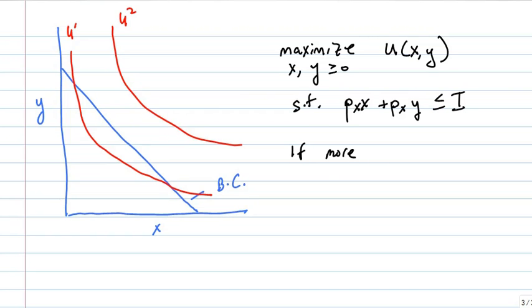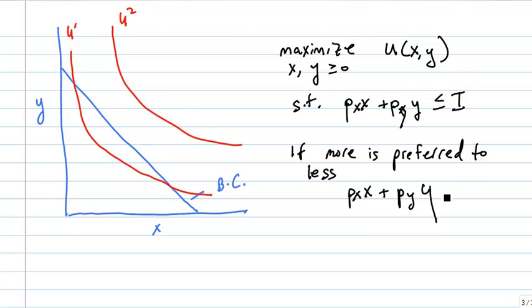We have it in inequality form at the moment, but if more is preferred to less, we can just assume the equality form of the budget constraint. And now let's write it as pyy rather than pxy. Expenditure on x plus the expenditure on y equals income. That's the budget constraint, and you can now view the consumer choice as a constrained maximization.